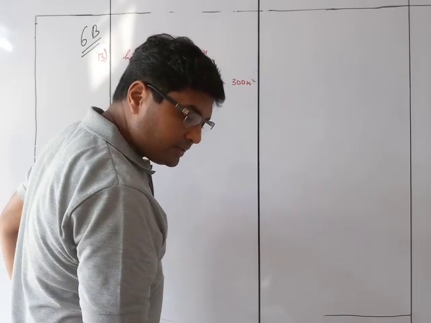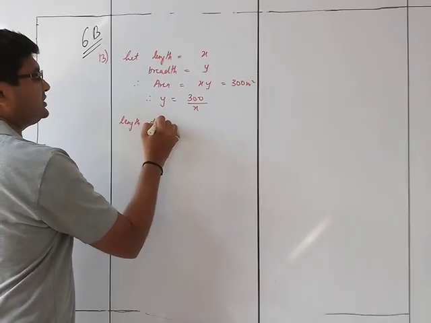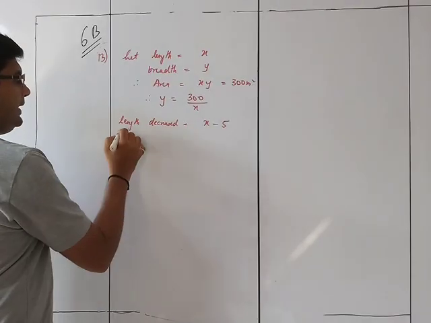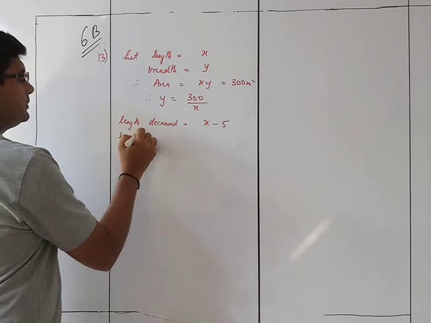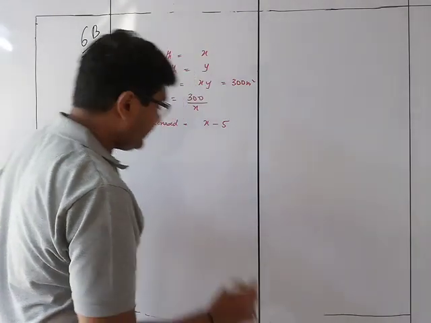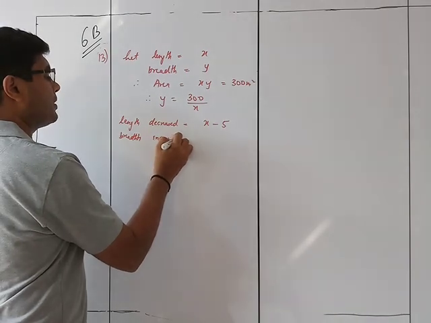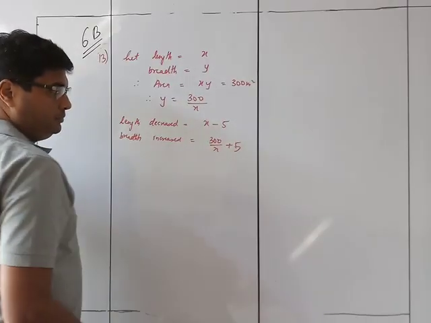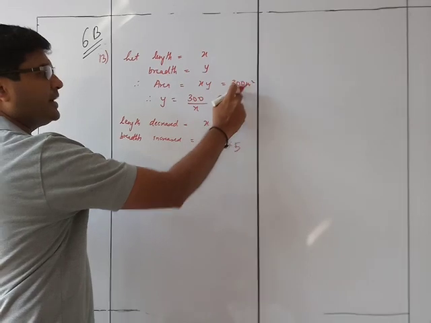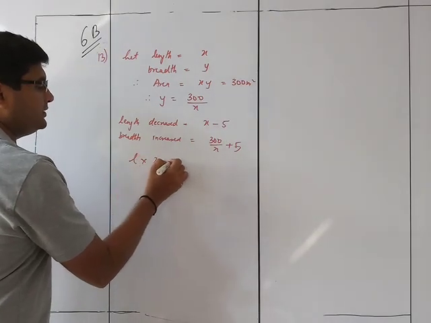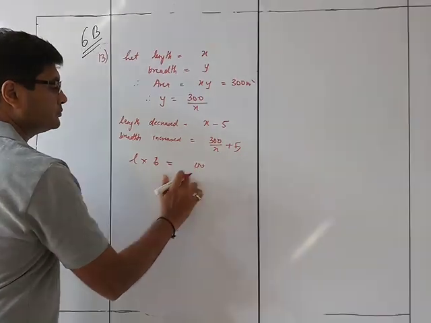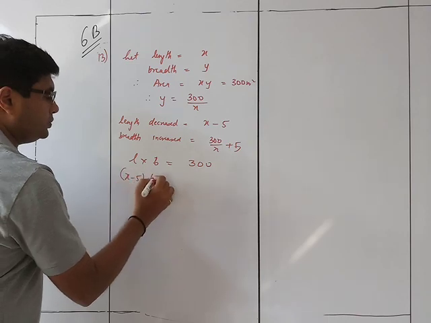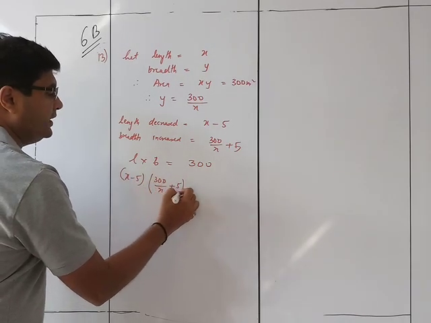they are given that if the length be decreased by 5, length decreased is equal to x minus 5, and breadth increased is equal to 300 upon x plus 5. And they say that the area still remains 300. That means length into breadth is equal to 300. So x minus 5 into 300 upon x plus 5 is equal to 300.